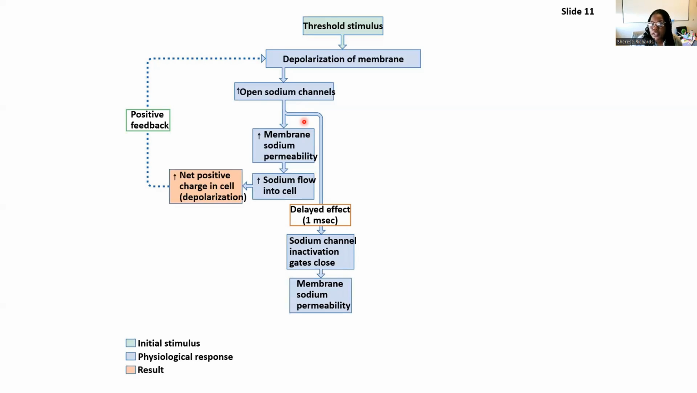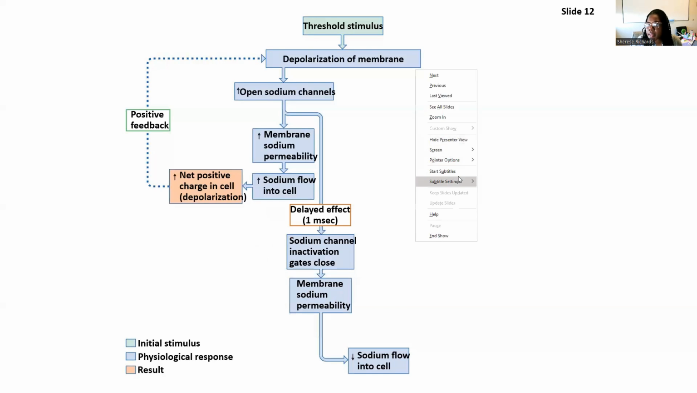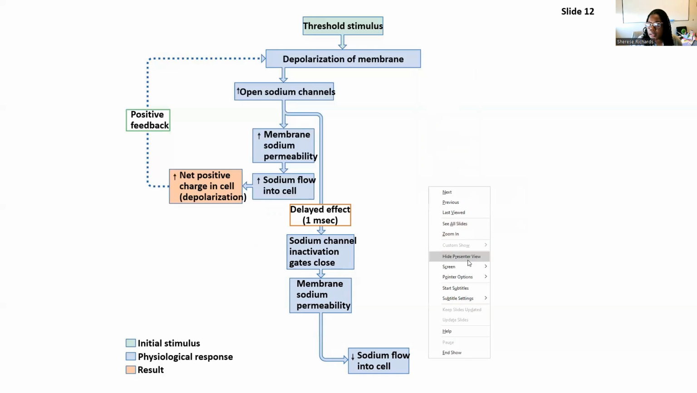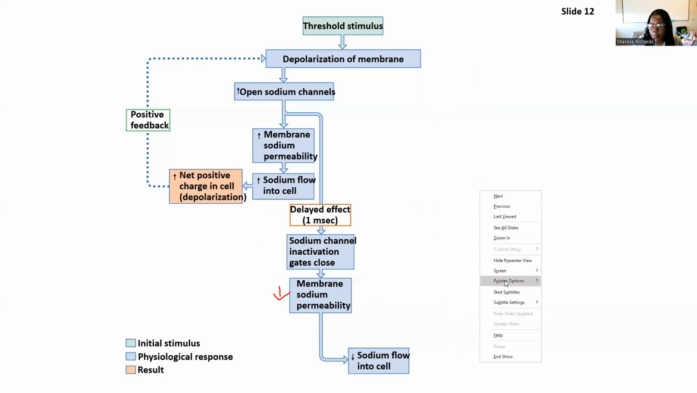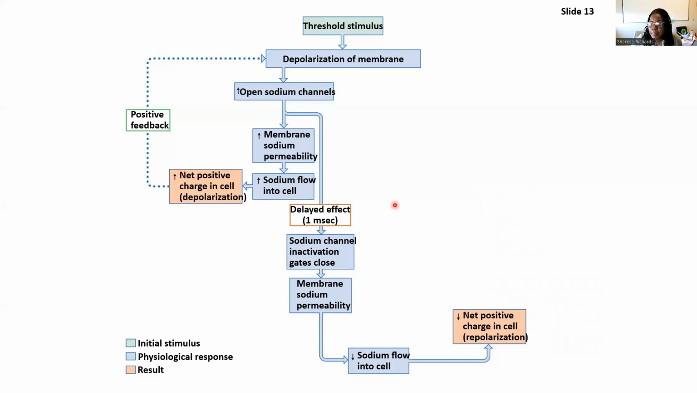And so after 1 millisecond, the inactivation gates will subsequently close. After those gates close, sodium permeability is going to decrease. This should have a down arrow. For some reason that got missed, but definitely put it in your notes. Sodium's permeability decreases. The membrane's permeability for sodium decreases. And so that means sodium flow is going to stop. The movement of sodium is going to decrease as those channels close and as the membrane permeability decreases. And that means that the net positive charge in the cell is also going to decrease.